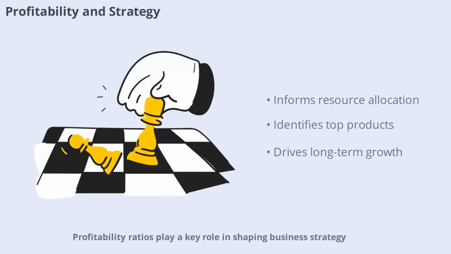Profitability ratios play a key role in shaping business strategy. By analyzing these metrics, companies can identify which products, services, or markets are most profitable and allocate resources accordingly. This strategic focus helps drive long-term growth and success.